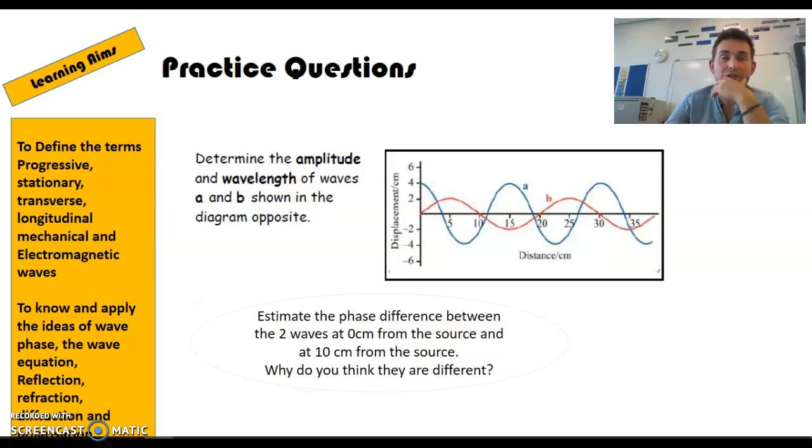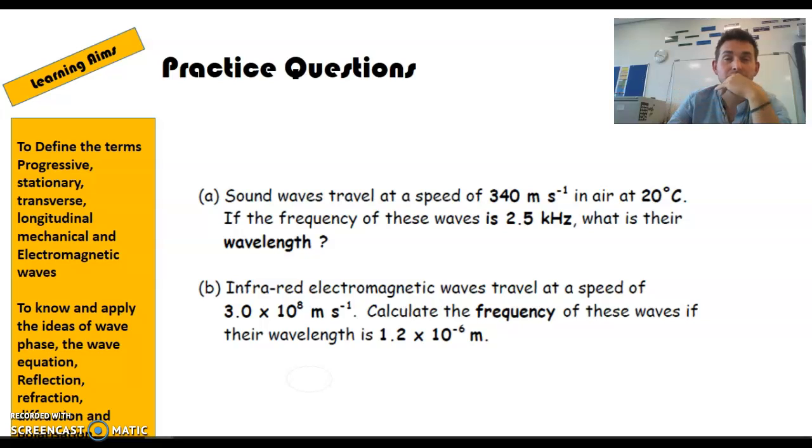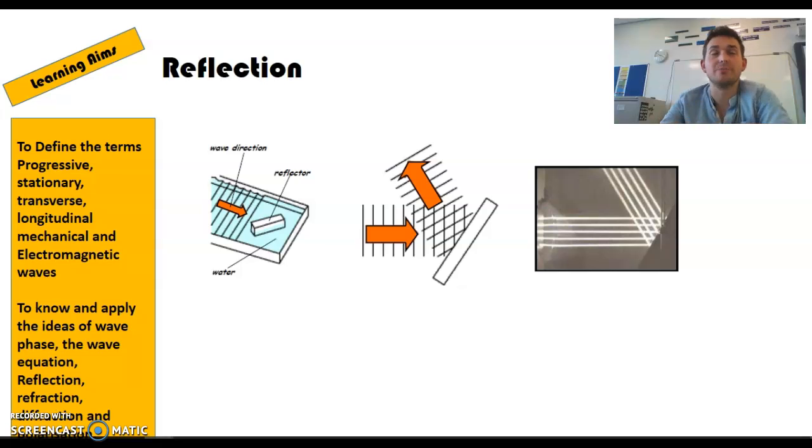Okay, so have a bash at this question. Determine the amplitude and wavelengths of waves A and B, shown in the diagram opposite, and then estimate the phase difference between those two waves at 0 centimeters from the source and at 10 centimeters from the source. And then comment on why you think they are different. So have a little practice at that, and then bring in your ideas and answers to the session, that would be great. Equally, have a go at that. Pause the video. Have a go. Bring in your answers.